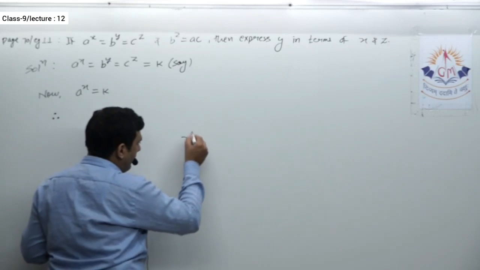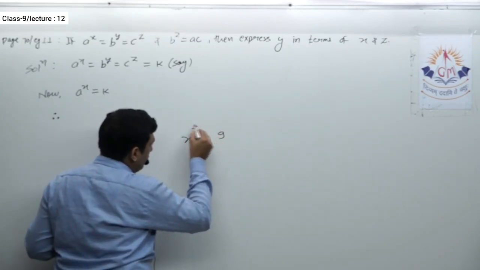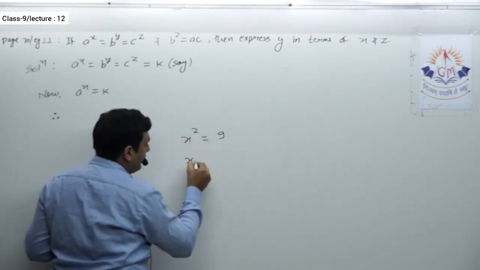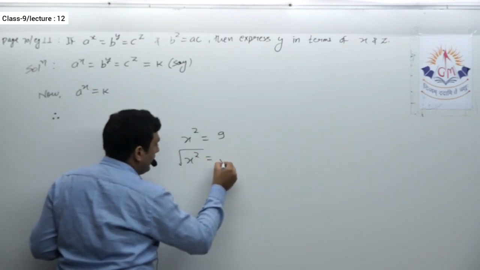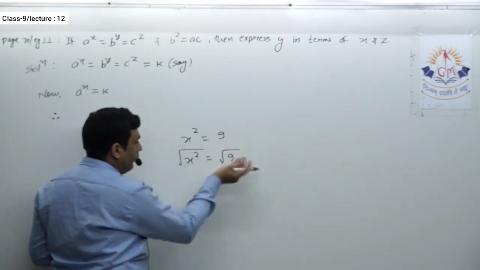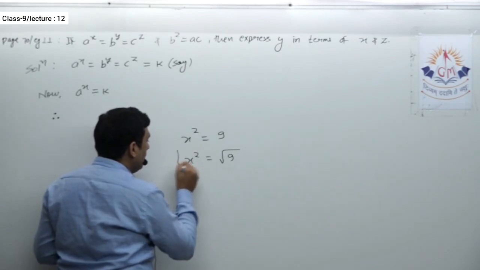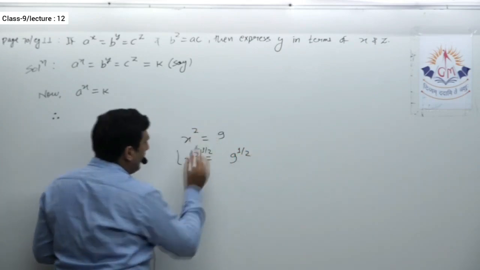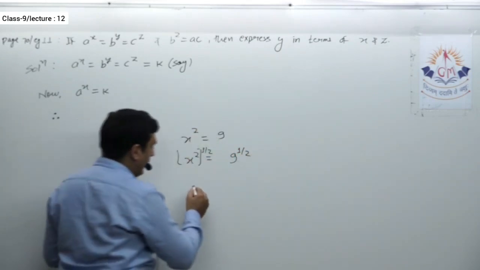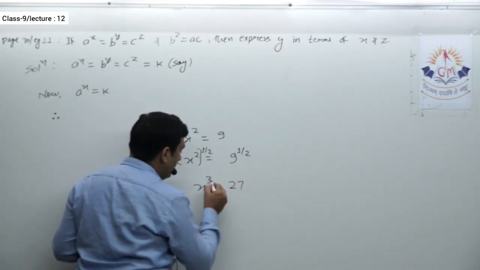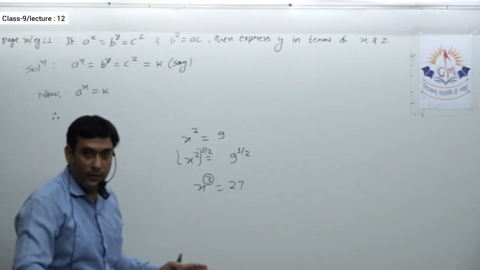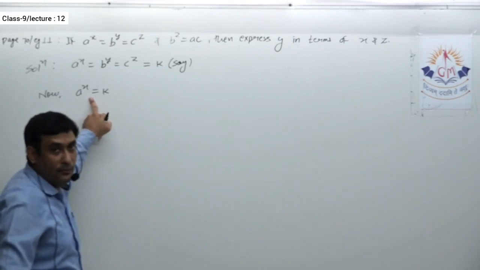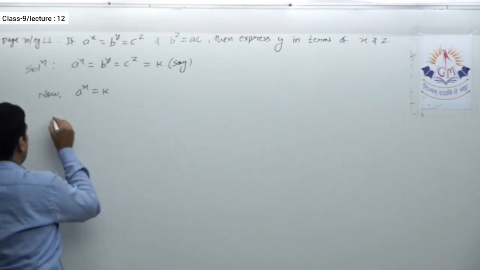For example, if I have x square is equal to 9, to get the value of x I need to remove the power 2, and for that I used to take the root of both sides, or in other words take power 1 by 2 on both sides. Suppose I have x cube is equal to 27, then to remove this 3 I have to take power 1 by 3 on both sides. Similarly over here, to remove this power x we need to take power 1 upon x on both sides.